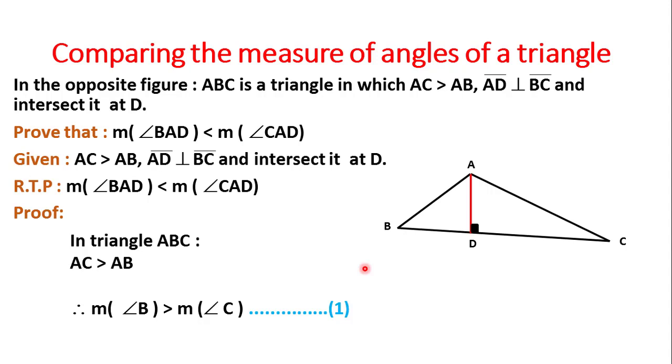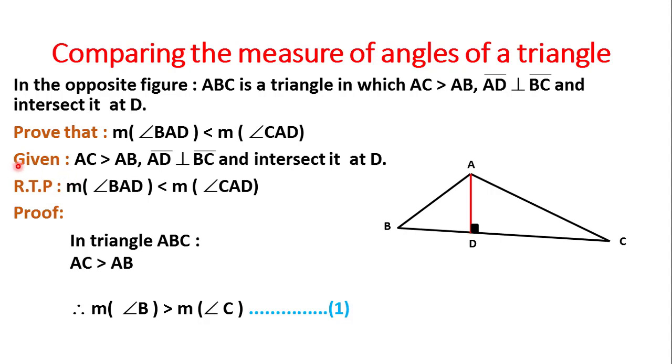In the opposite figure, ABC is a triangle in which AC is greater than AB. It's given. Also, AD is perpendicular to BC and intersects BC at the point D. I want to prove that measure of angle BAD, this angle, is less than the angle CAD. So this angle is smaller than this angle.